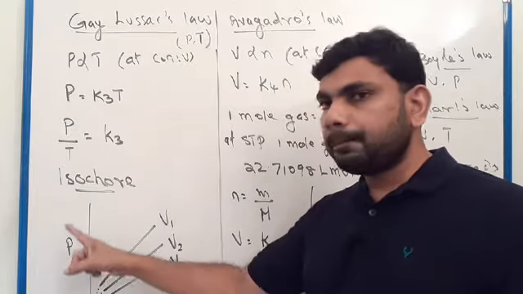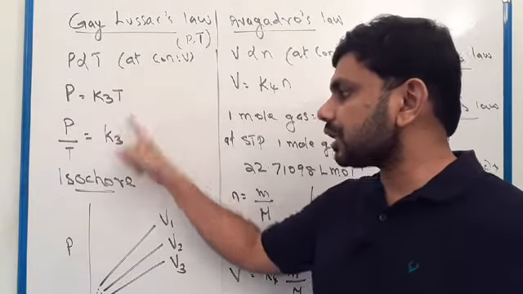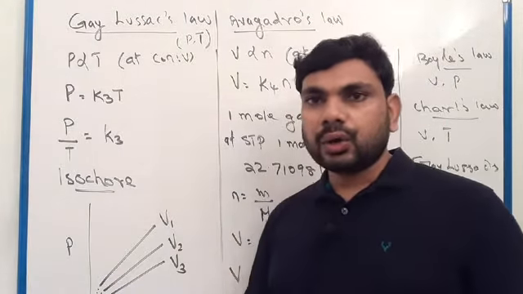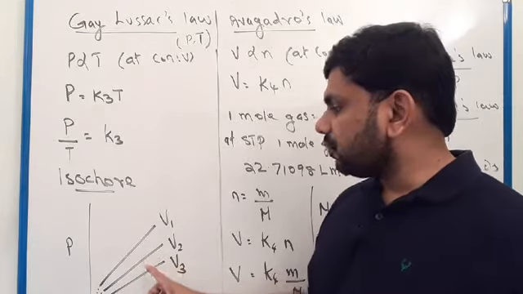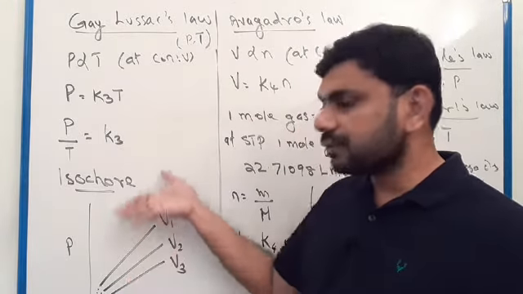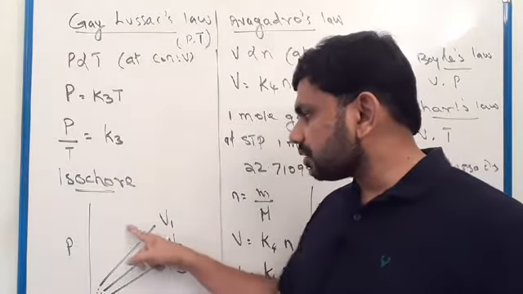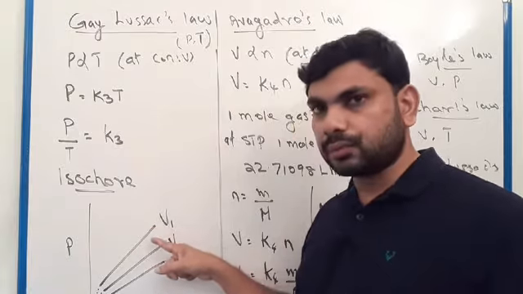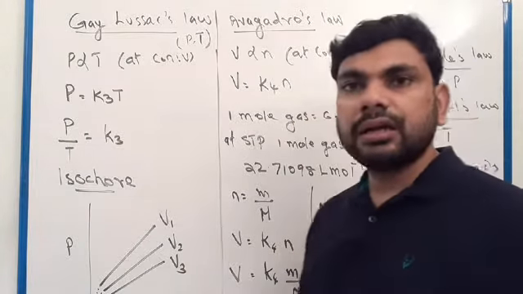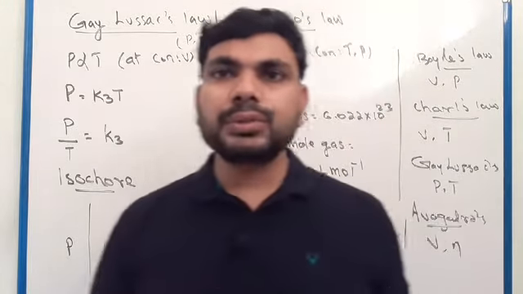Pressure against temperature, they are directly proportional, so we will get a straight line. When you decrease volume, the graph will shift upward. You can remember it like this: in this higher region, high pressure means less volume, so V1 is less than V2, which is less than V3. Clear? So these are the things you have to understand in Gay-Lussac's law.